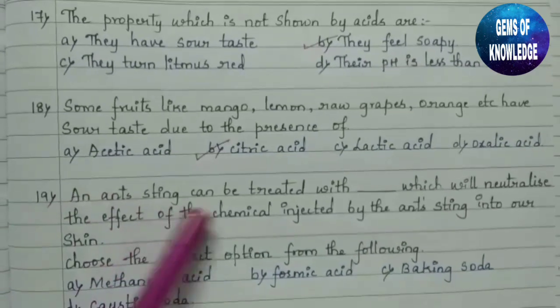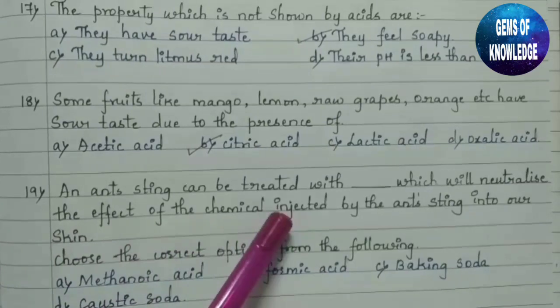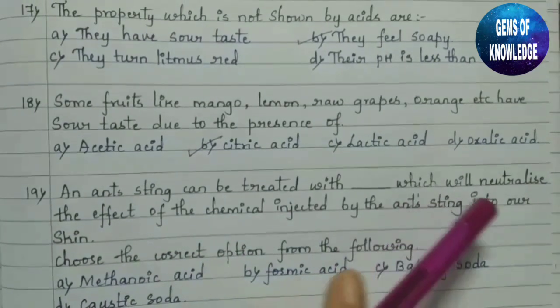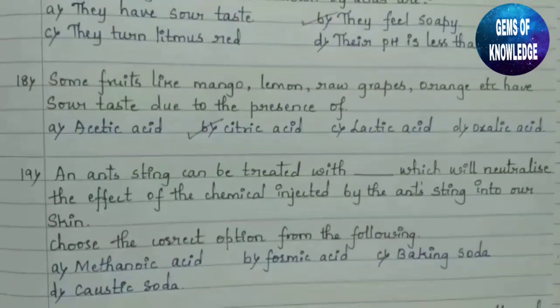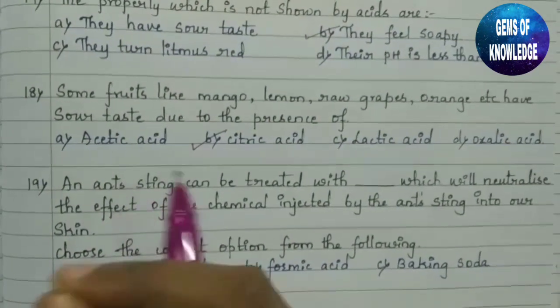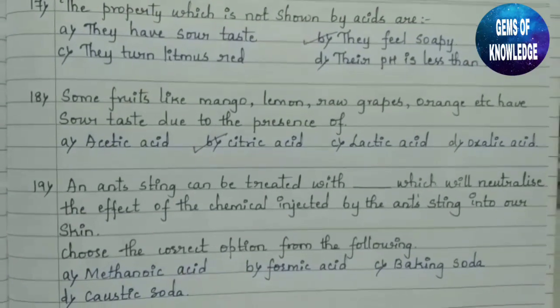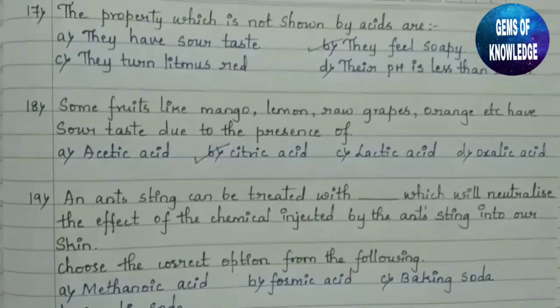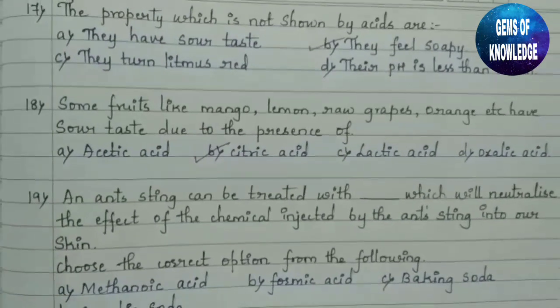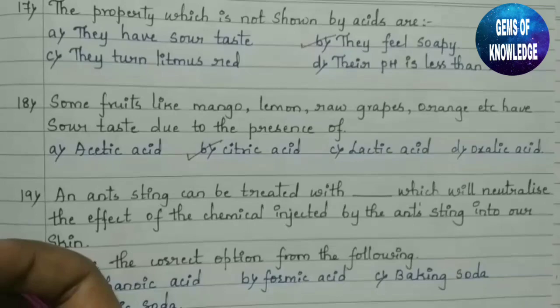Okay, so the next question, the 19th one. An ant sting can be treated with dash, which will neutralize the effect of the chemical injected by the ant sting into our skin. So whenever an ant bites us, its sting will have some chemical, and that chemical will be left in our body. So to neutralize that chemical, what should be applied to reduce that effect?